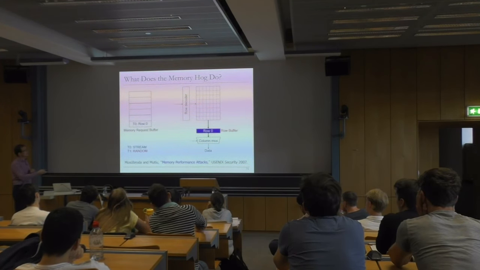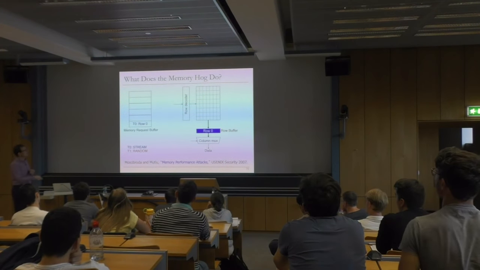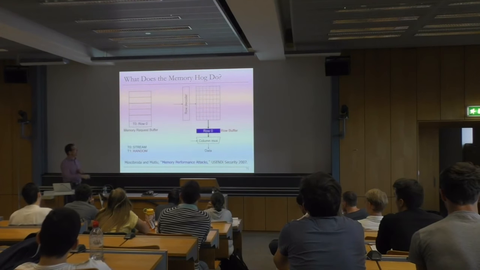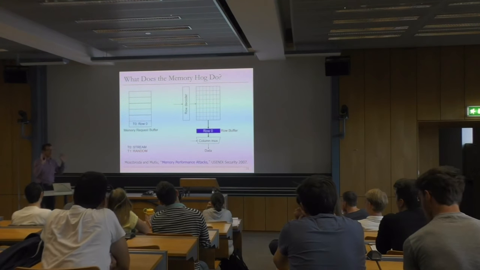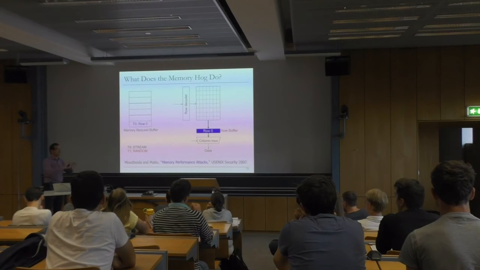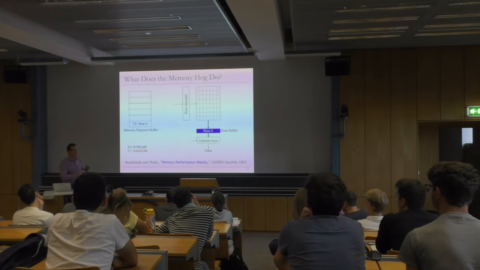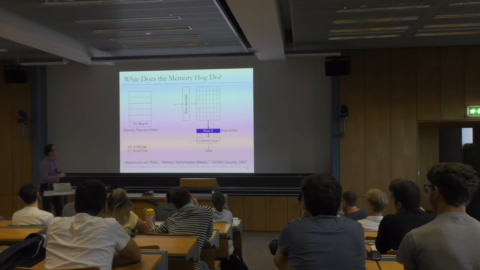The blue one is the streaming application, T0. The red one is the random access application. And this is the memory request buffer. I'm going to focus on only one bank over here. And remember, they're similarly memory intensive, so oldest first policy is not a problem here. We're trying to test the row buffer hit prioritization and its effect.